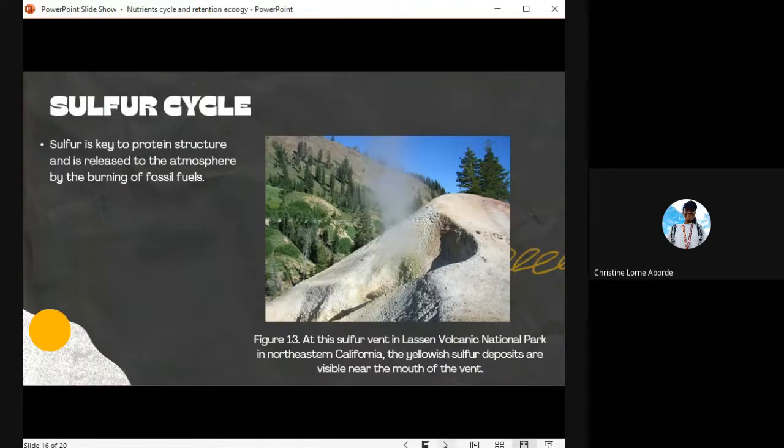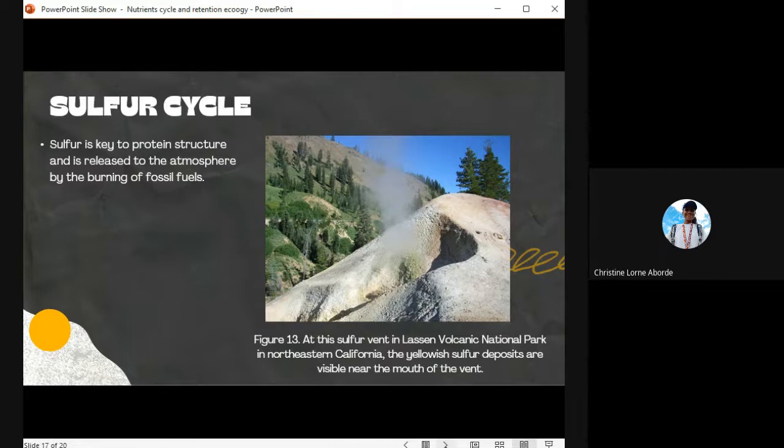The last cycle is the sulfur cycle. So sulfur cycles between the oceans, land, and atmosphere. Atmospheric sulfur is found in the form of sulfur dioxide, which enters the atmosphere in three ways. First, from the decomposition of organic molecules. Second, from volcanic activity and geothermal vents. And third, from the burning of fossil fuels by humans.